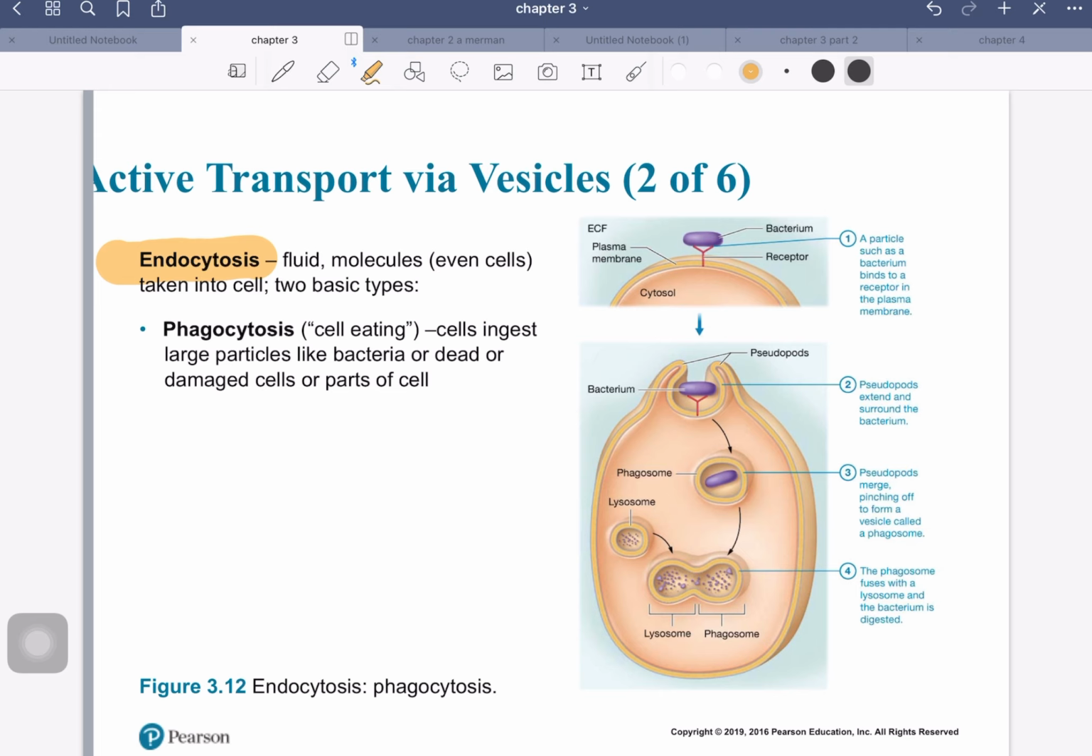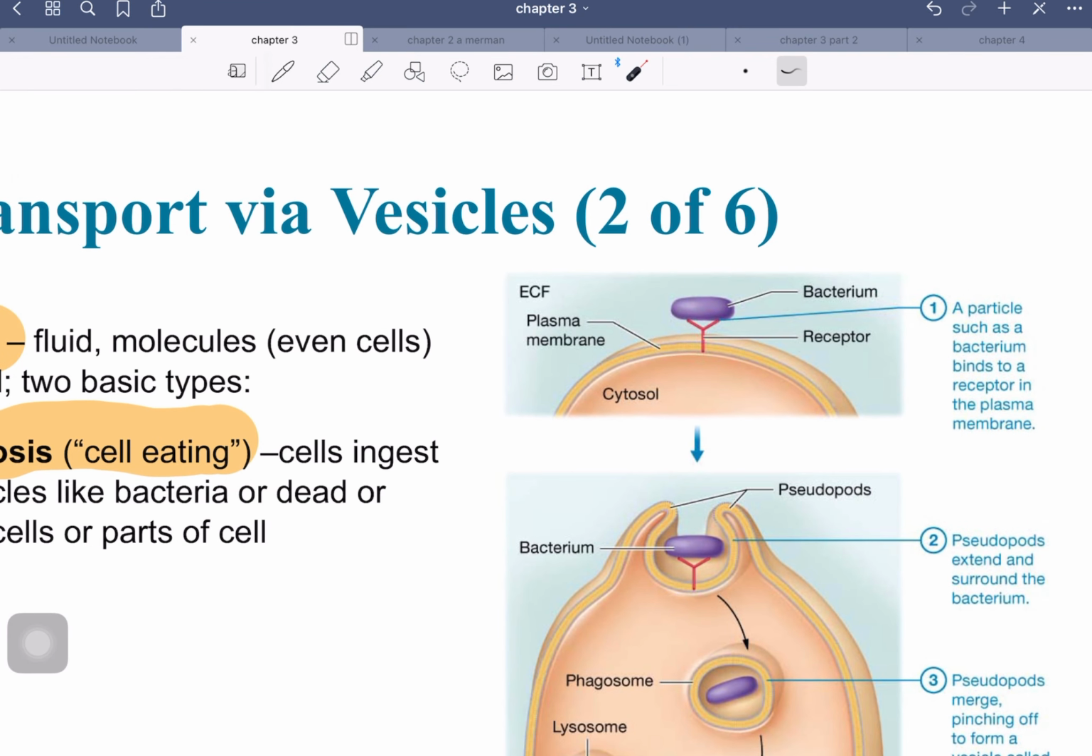One is phagocytosis, which more or less translates into cell devouring, cell eating. This is where a cell will ingest large particles. What are some of these particles? It could be bacteria. It could be dead or damaged cells or parts of cells, for example. And here we can see a process of phagocytosis.